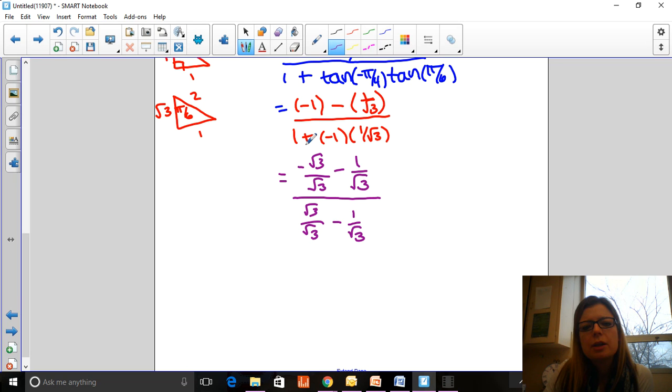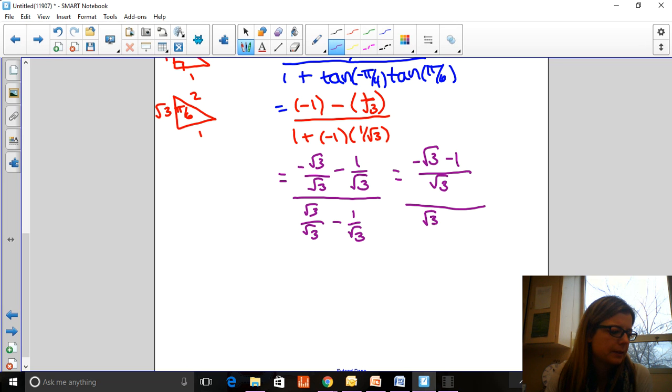So it almost looks like you could just cross off the top and the bottom, but there's one thing that's stopping you, and that's this negative here. So the top and the bottom are not equivalent. So this top can be rewritten as just minus root 3 minus 1 over root 3. Minus root 3, yep. And then this is root 3 minus 1 over root 3.